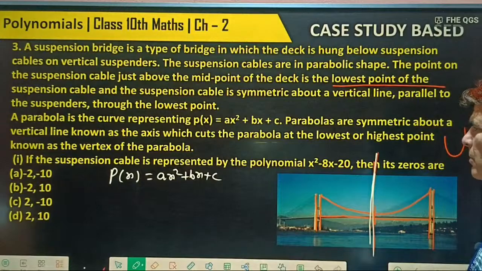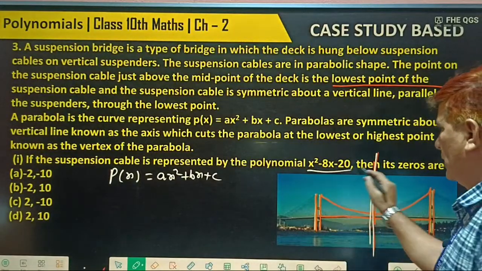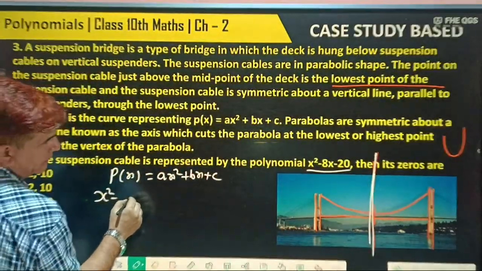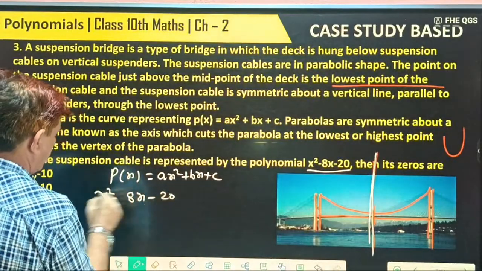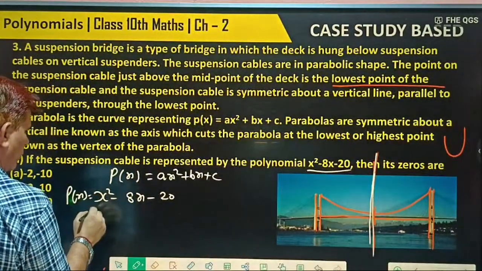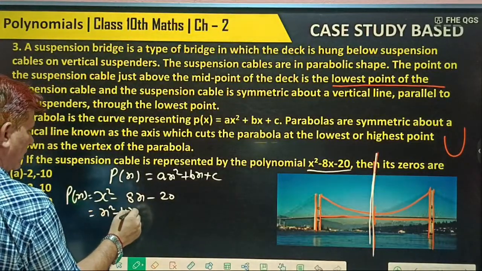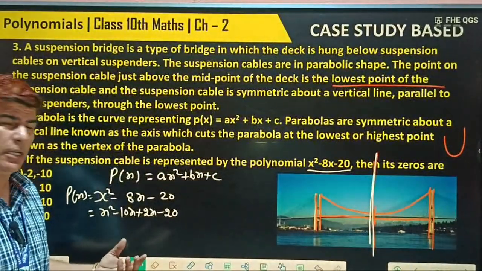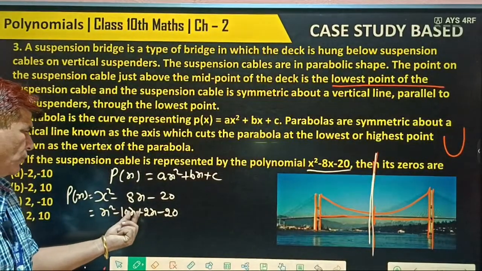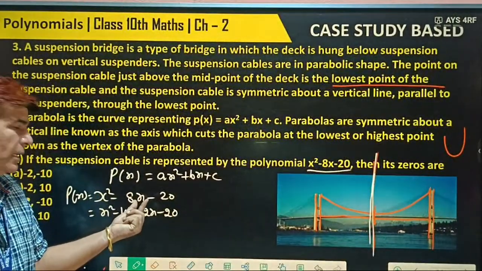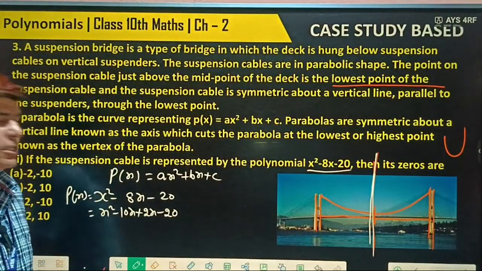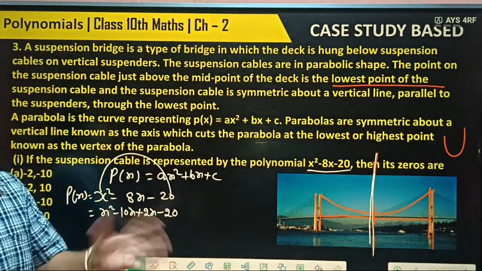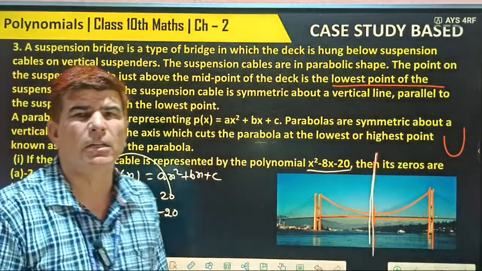If the suspension cable is represented by this polynomial, what's the polynomial? x square minus 8x minus 20. So we can write p of x as x square minus 10x plus 2x minus 20. We will check, we are applying splitting the middle term, whether that is right or wrong. What's the sum of these two? Equal to minus 8x. So the first step is right. Second step, what's the multiplication of these? Minus 20 x square. It means splitting the middle term. Step number 1 also right, step number 2 also right.